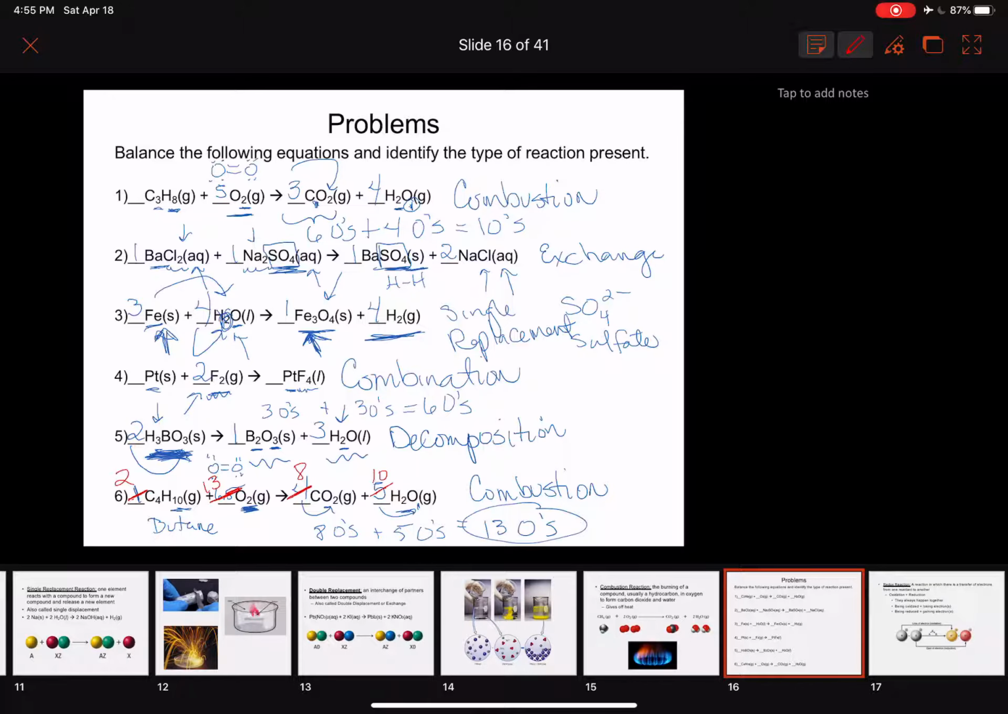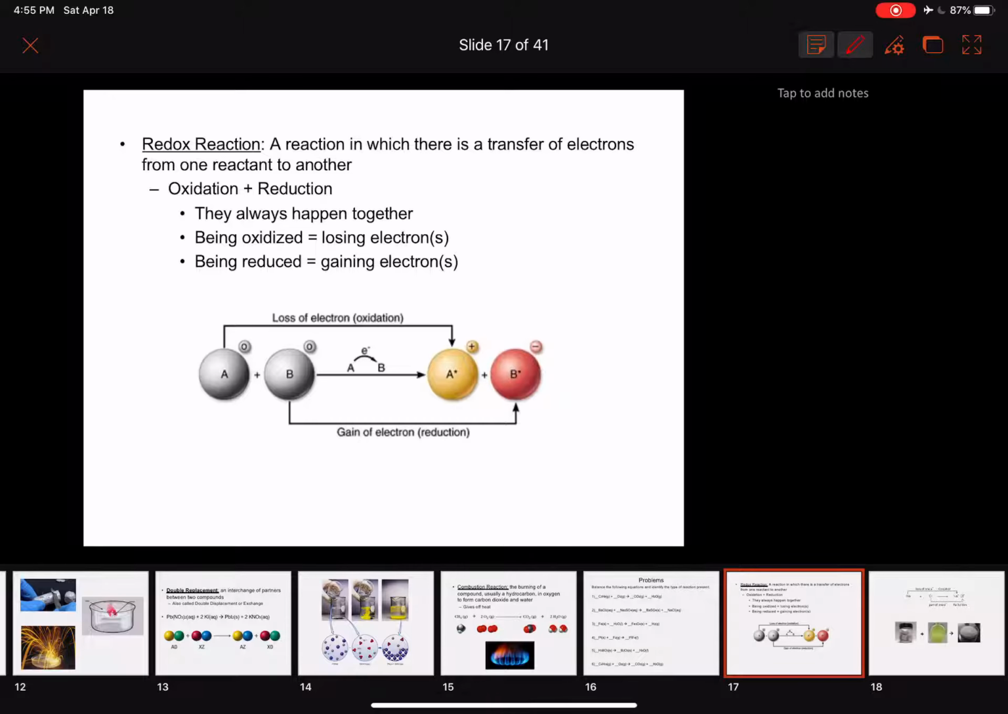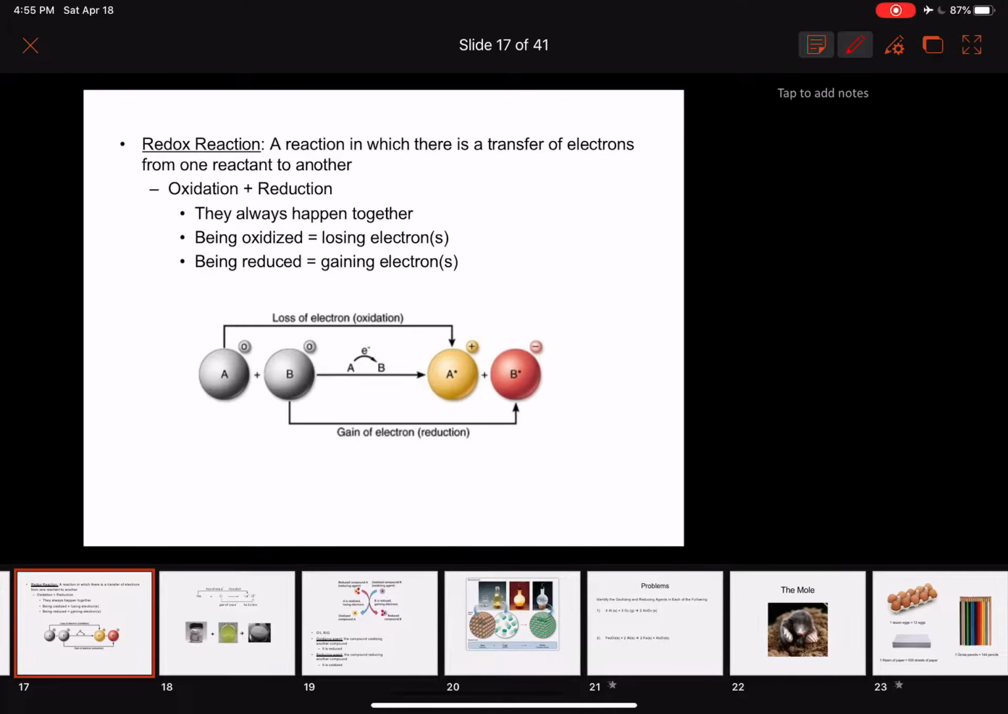Okay, so the next type of reaction that I need to talk about is a little bit weird, but it's called a redox reaction. And this is a combination of oxidation and reduction. These things always happen together. And this is a reaction where you have a transfer of electrons. And it goes from one reactant to the other reactant to give you a product.